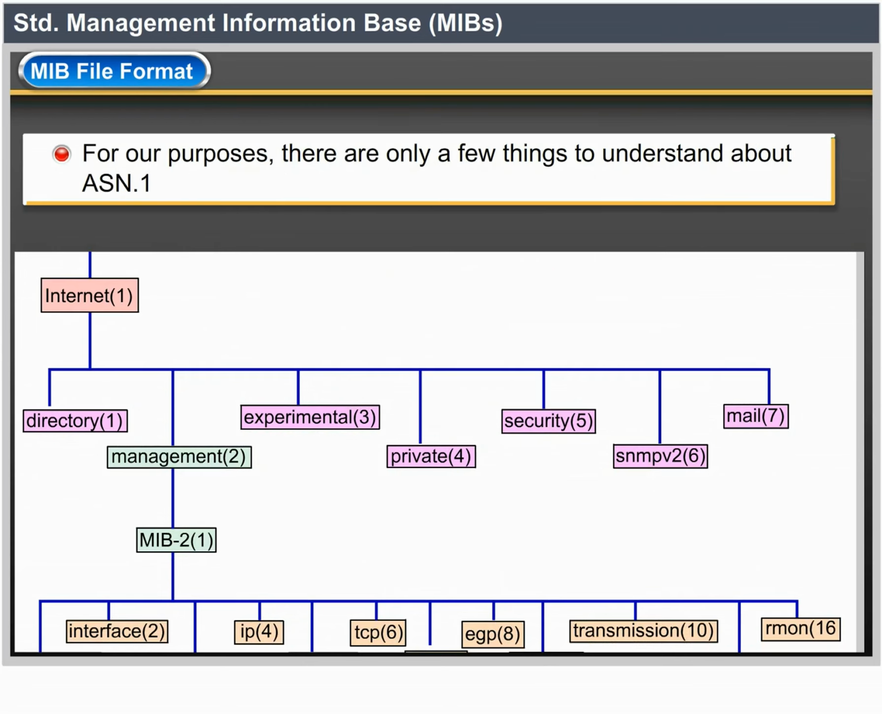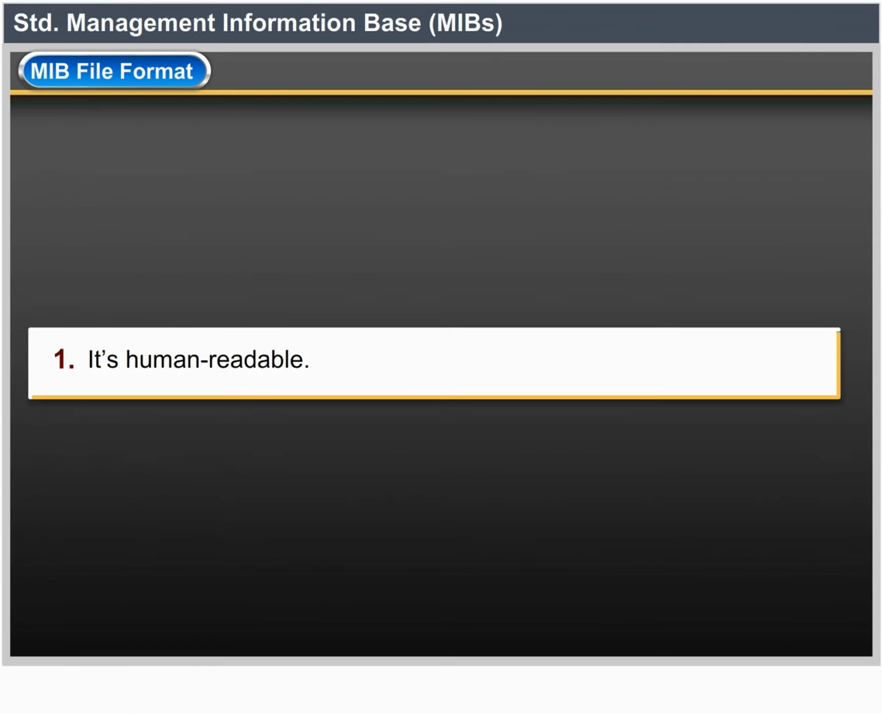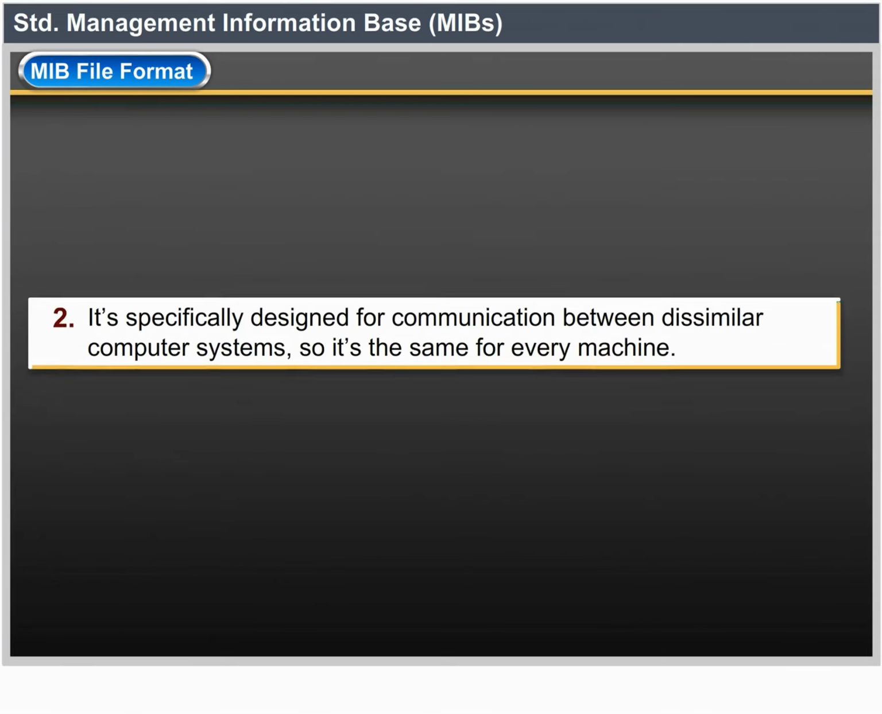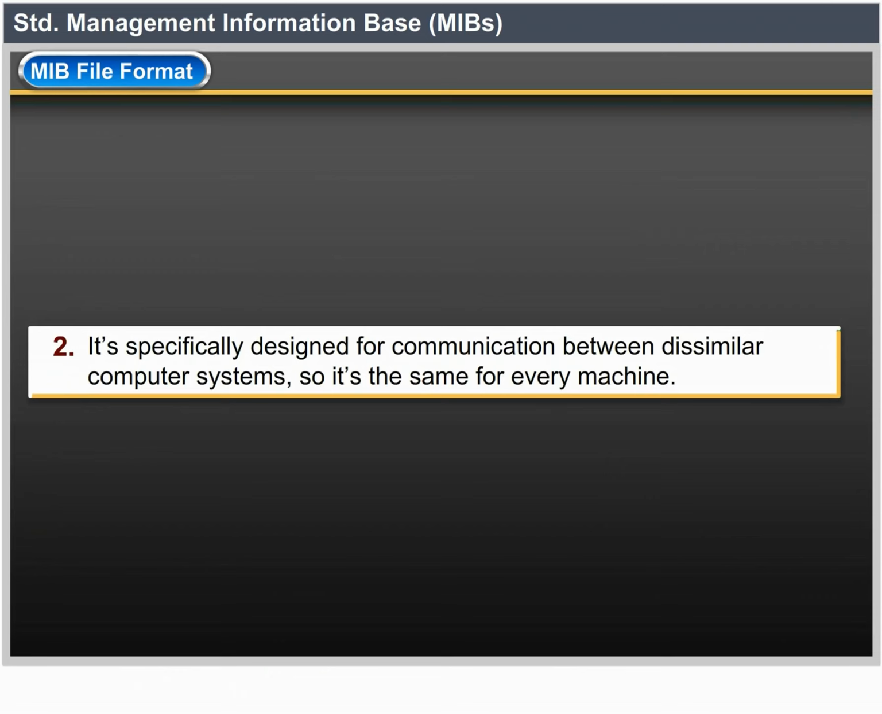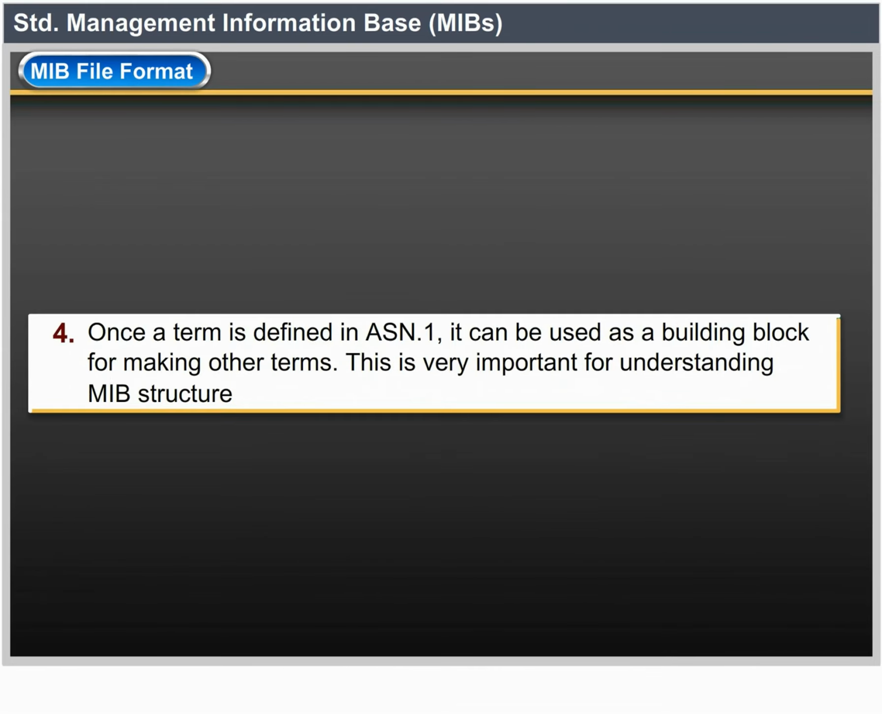Number 1. It's human readable. Number 2. It's specifically designed for communication between dissimilar computer systems, so it's the same for every machine. Number 3. It's extensible, so it can be used for describing almost anything. Number 4. Once a term is defined in ASN.1, it can be used as a building block for making other terms. This is very important for understanding MIB structure.